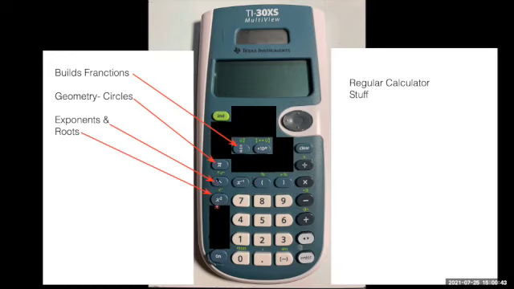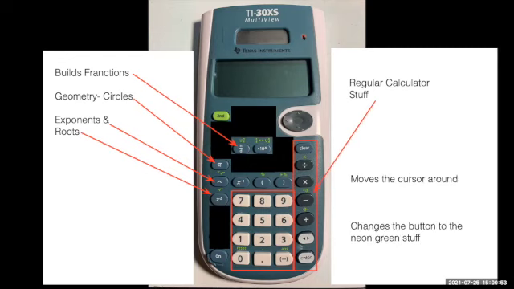Exponents and roots are these two buttons, actually, in these green things too. We'll get to the green things in a second, but that's very specific what they do. And the rest of this is regular calculator stuff. This button moves the cursor around just like a video game pad. And if you hit the second button, it'll say second up here. And then this button will go from making an exponent to building that little house.